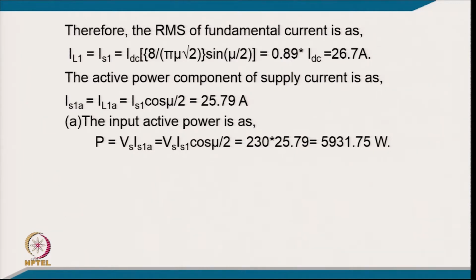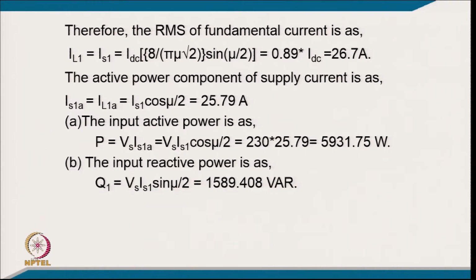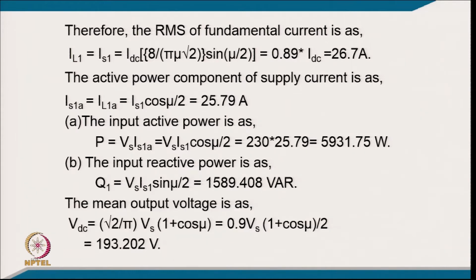So, keeping the value of both the terms, here the active power comes 5931.75 watt and the input reactive power comes Vs IS1 sin mu by 2. So, that comes, keeping the value, 1589.408 VAR, and the mean output voltage, that is average output voltage, will be root 2 by pi into Vs into 1 plus cos mu, that comes 0.9 Vs into 1 plus cos mu by 2. So, it comes 193.202 volt.